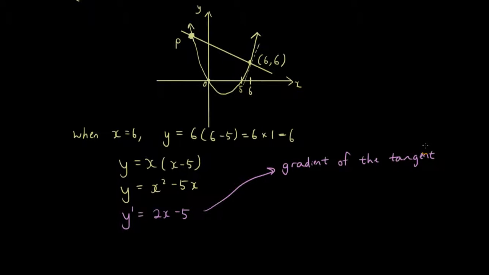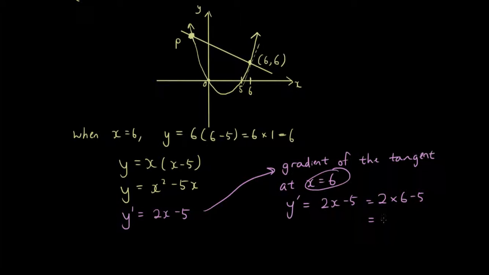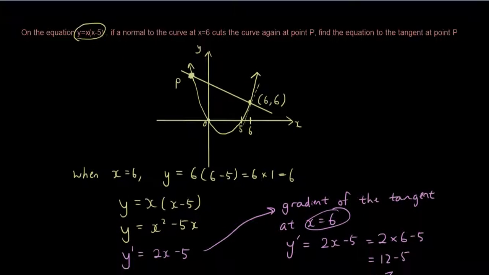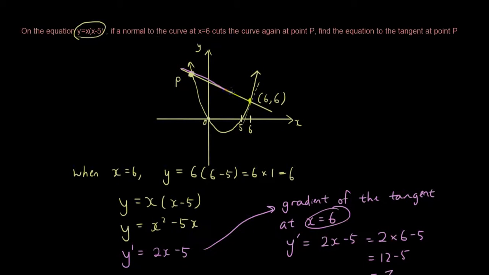So the gradient of the tangent at x equals 6, all you got to do is substitute in the number 6 into the derivative. So y dash equals 2x minus 5 equals 2 times 6 minus 5, which is 12 minus 5, which is 7. So 7 is the gradient of the tangent. But we want the gradient of the normal at x equals 6 because we want the gradient of this line, which is the normal.